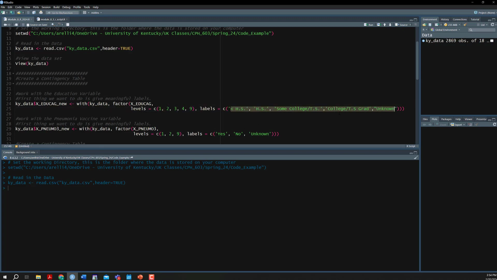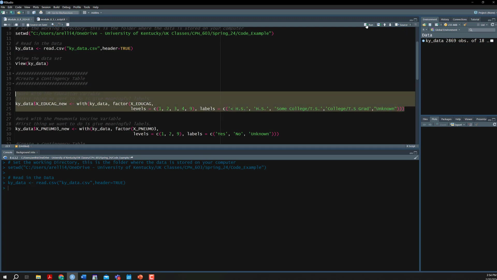If you'll remember, these numbers and these labels do come from the code book. So if you're unfamiliar with this step or you don't remember it, have a look back at the Module 5 video. All right, so I'm going to run this code. That will create that new education variable in the Kentucky data set. And I'm going to do the exact same thing for the pneumonia vaccine variable.